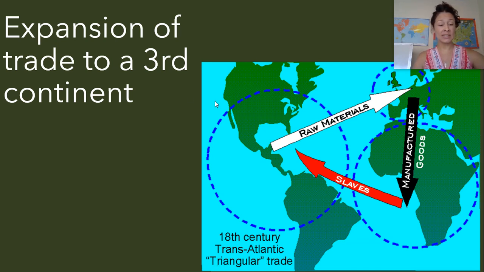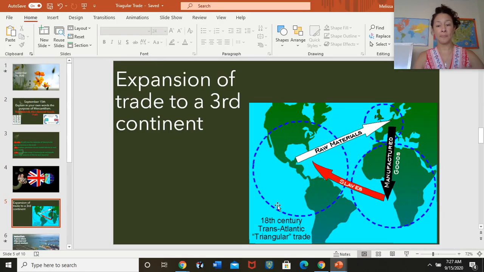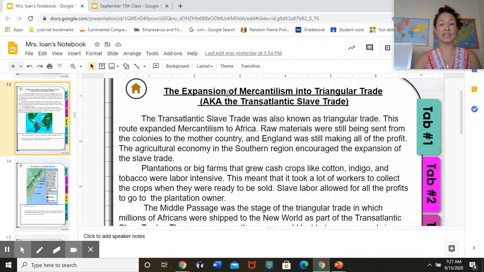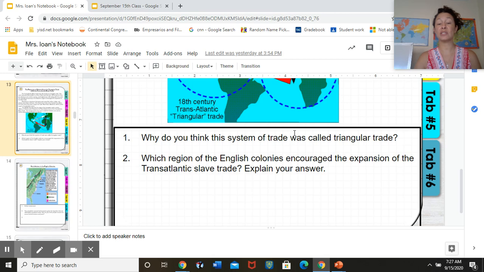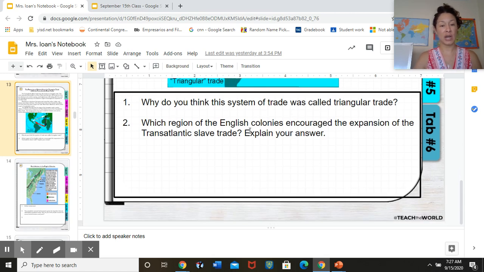So what you're going to do next, ladies and gentlemen, in your notebook, okay, you're going to be completing a quick activity on page 13. You're going to be reading a section of text and answering 2 questions. And let's go ahead and share out.